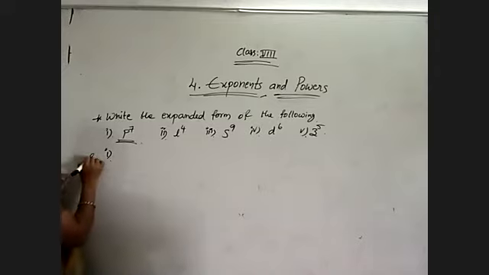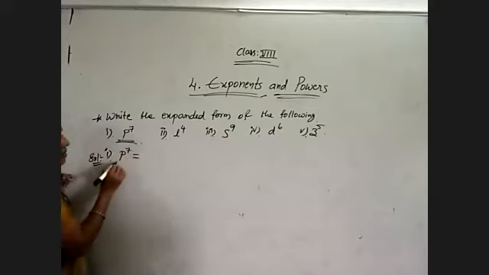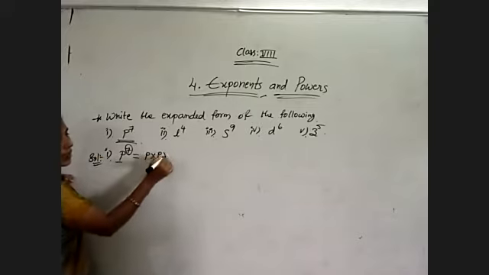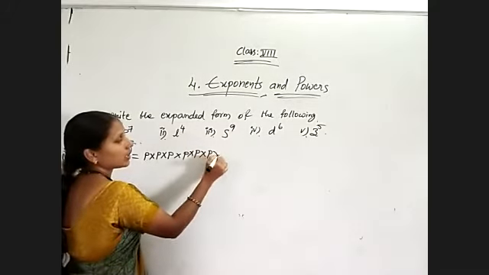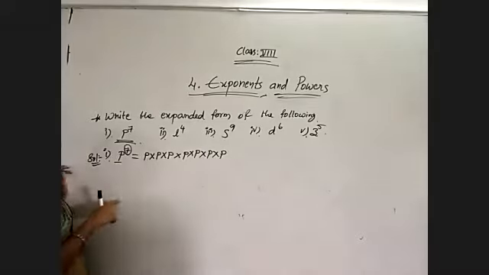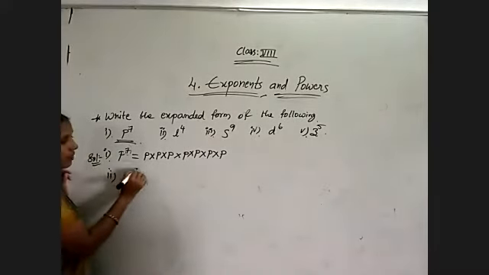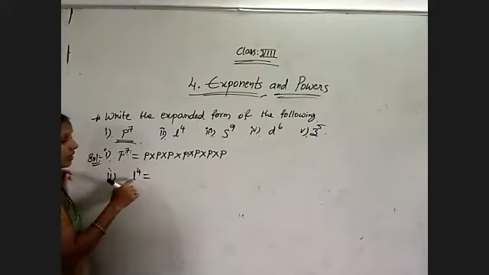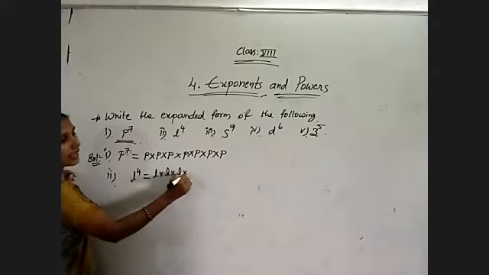So my first question's answer: p power 7 can be expanded as, what is the base? p. How many times is it multiplied? 7 times. So p into p into p into p into p into p into p. How many times? 1, 2, 3, 4, 5, 6, 7. That is the expanded form. I am coming to the second one. L power 4. So what is its product form? L multiplied 4 times. L into L into L into L. That's it.